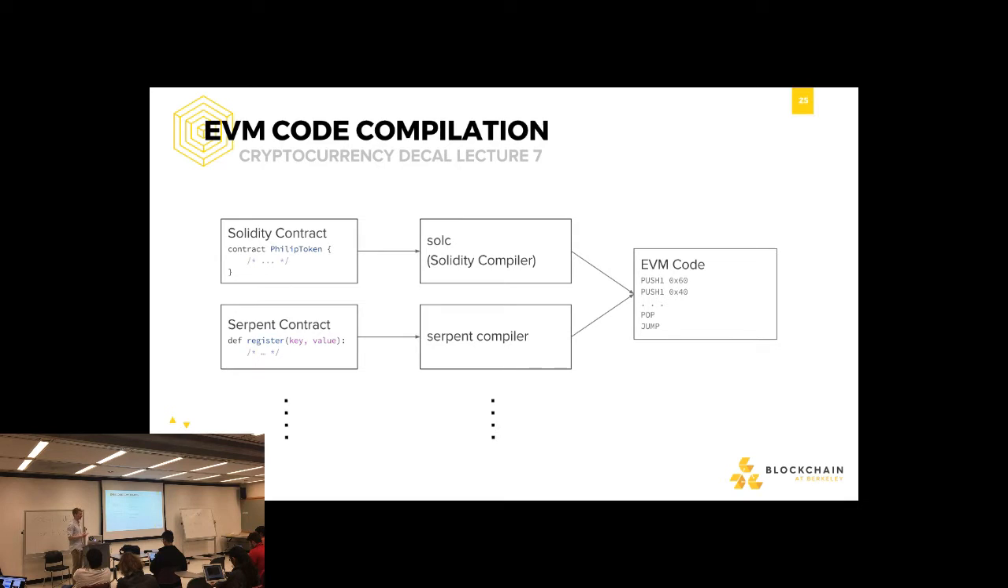How the code pipeline works is that we start off with the high-level scripting language that we showed in the Philip token, and then that gets compiled by a Solidity compiler, or a Serpent compiler in the case of the Python-like contract code, and all of that gets compiled down into the EVM code, or the simple stack language. And that EVM code is actually what gets run on each of the nodes and pushed onto the blockchain.